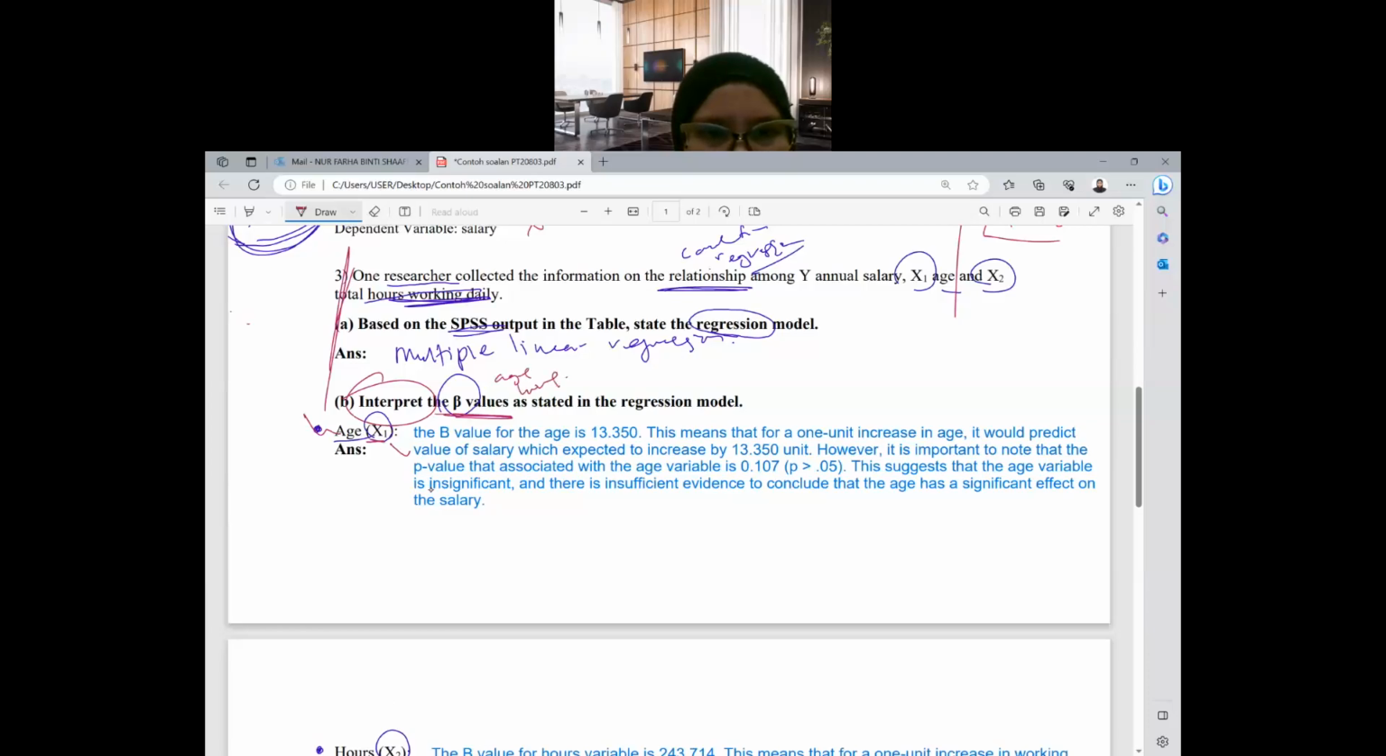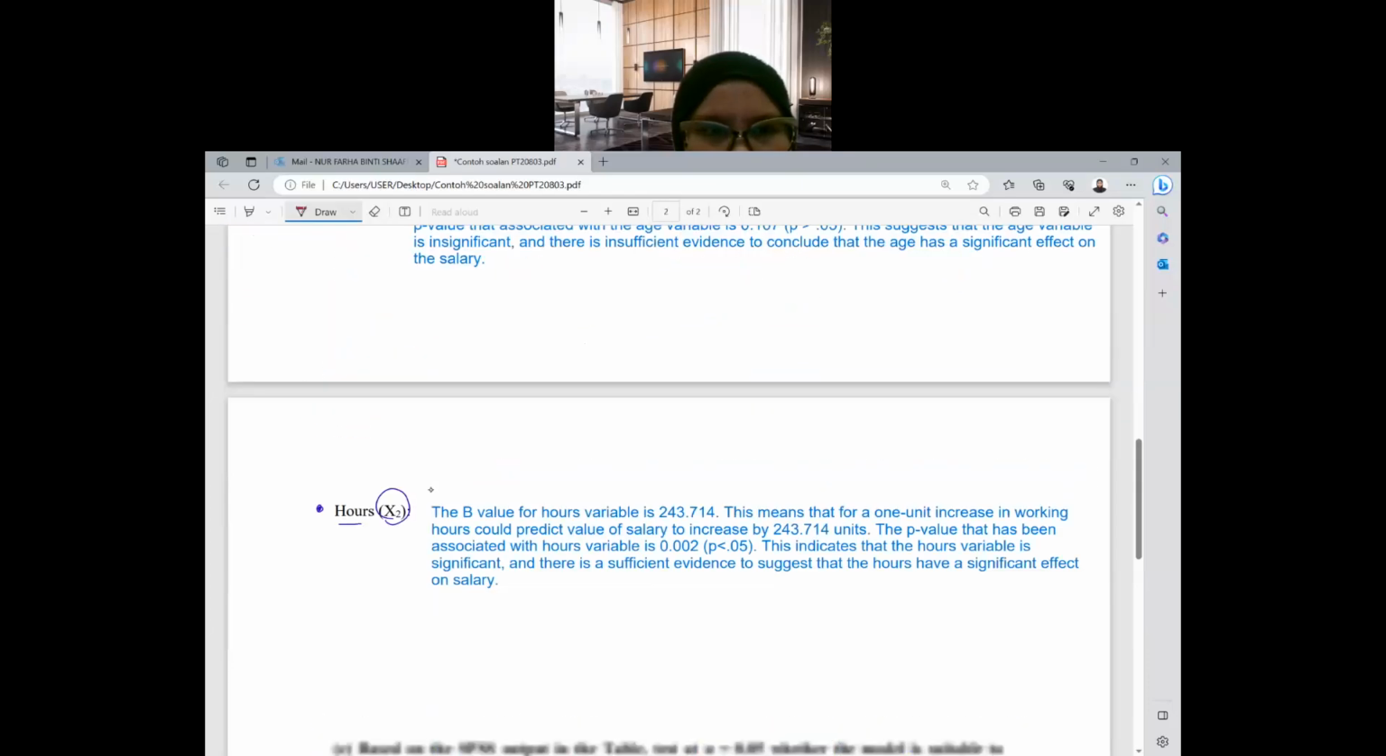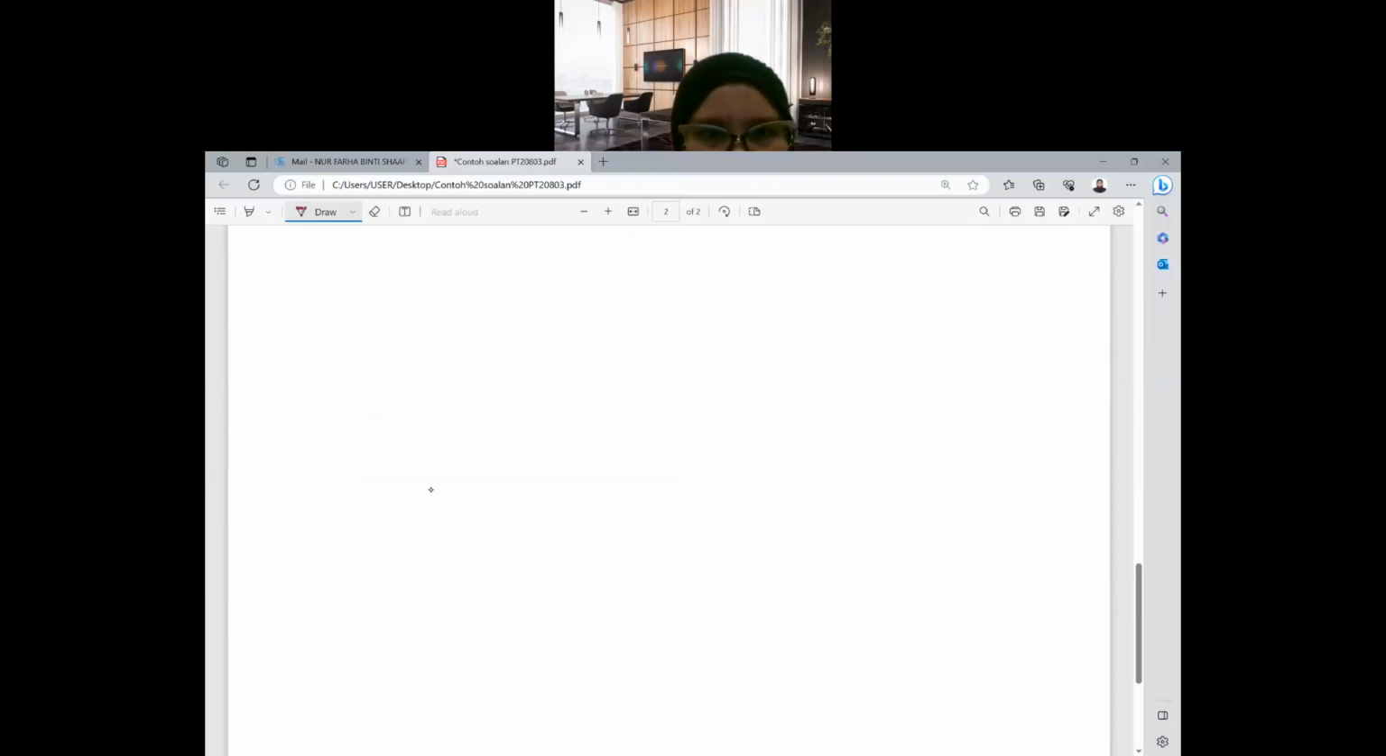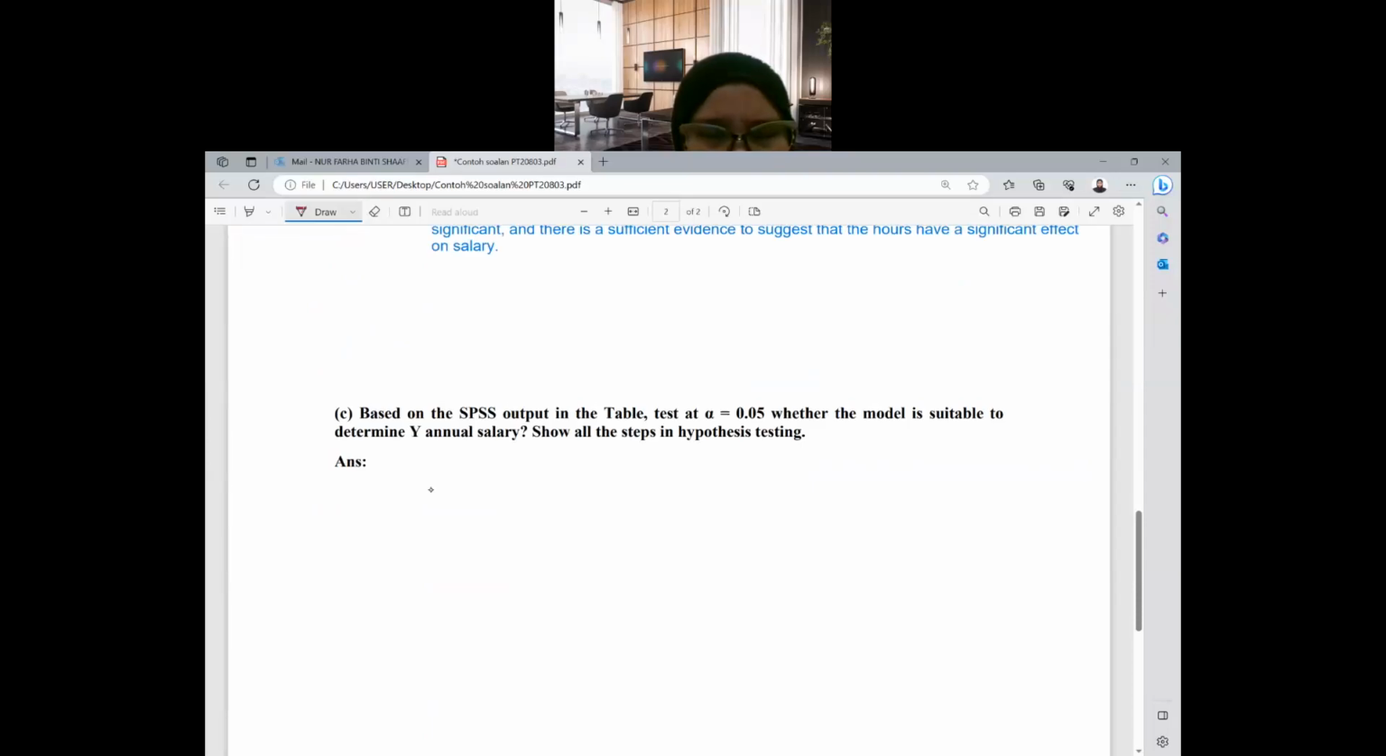Right now we are going to the last question. Based on the SPSS output tables above, you have two tables, ANOVA and the coefficient. Test at alpha 0.05. They are giving you the alpha at 0.05.